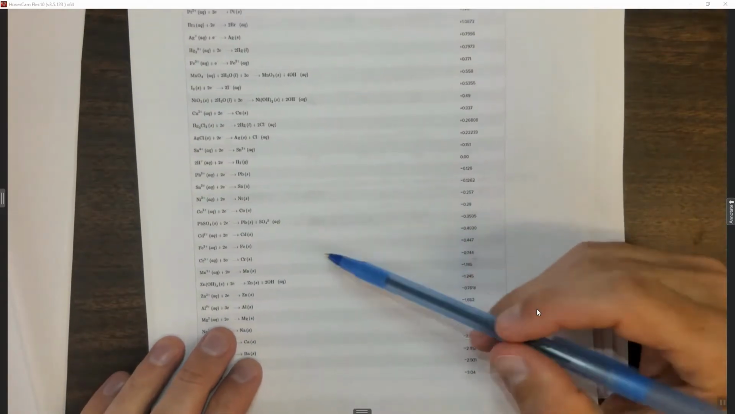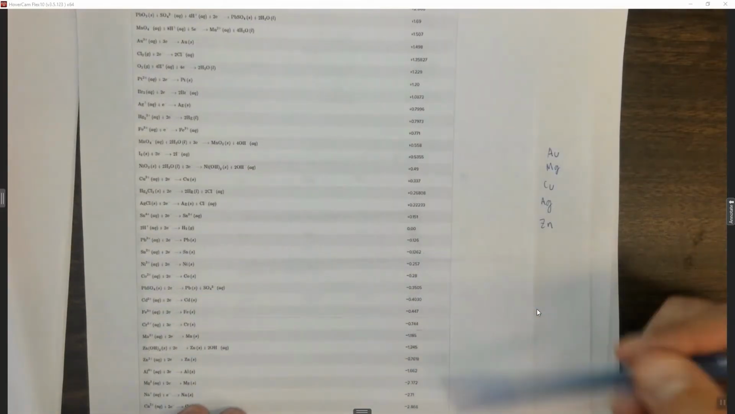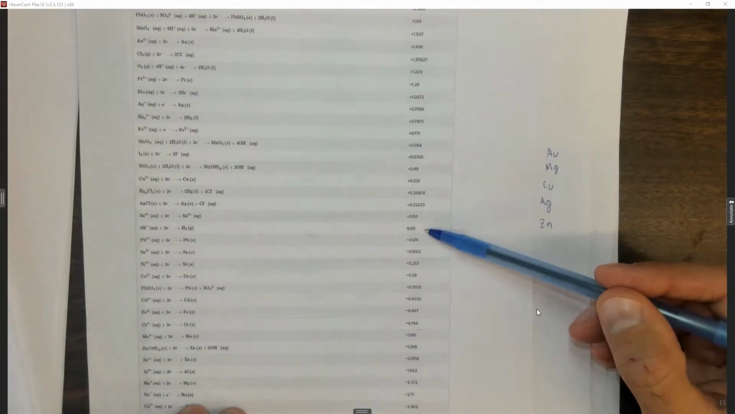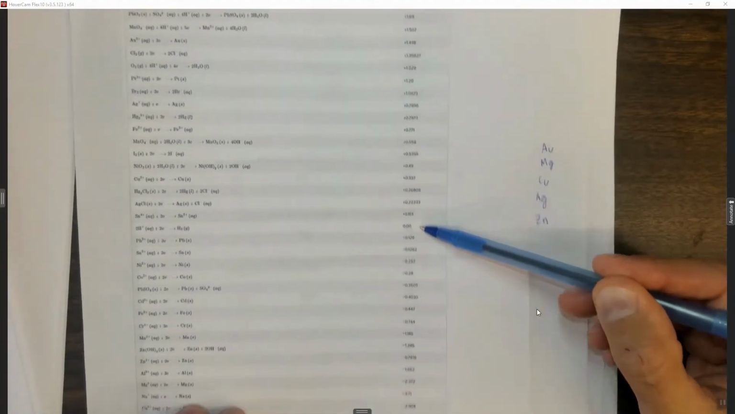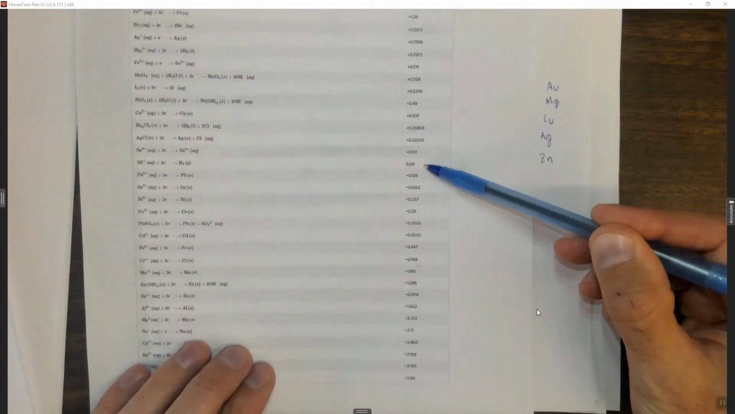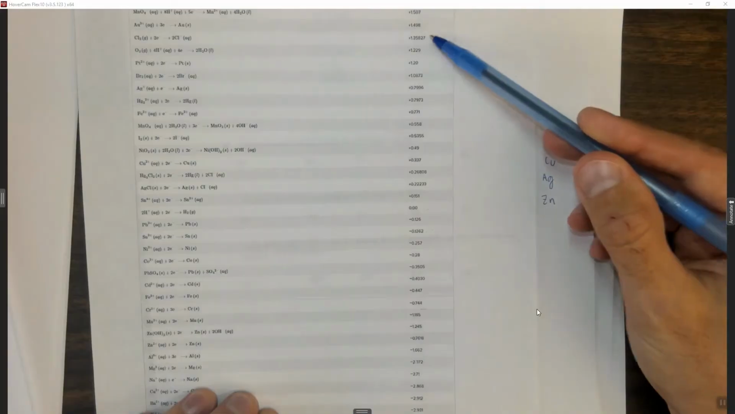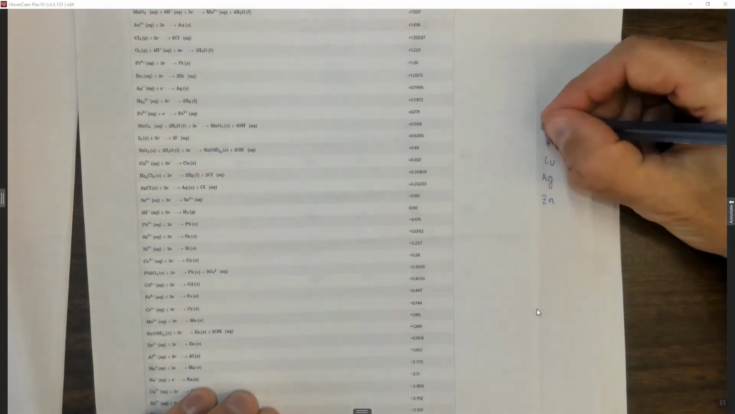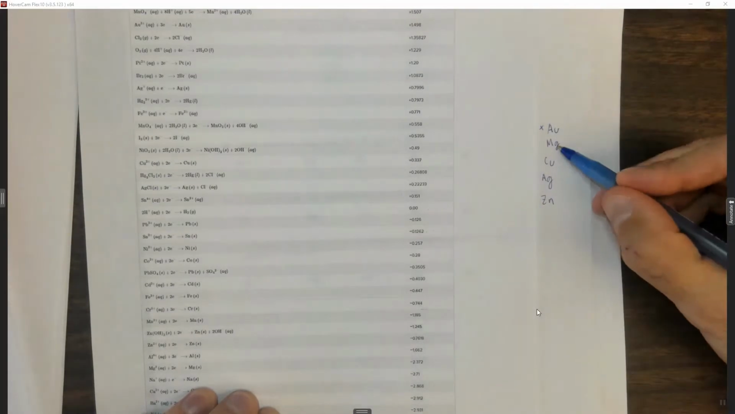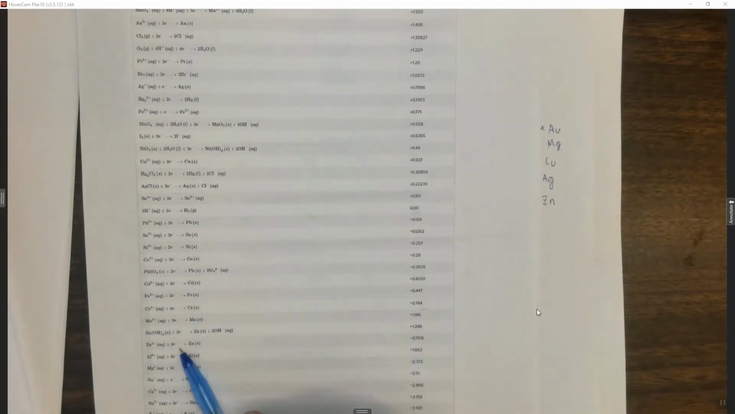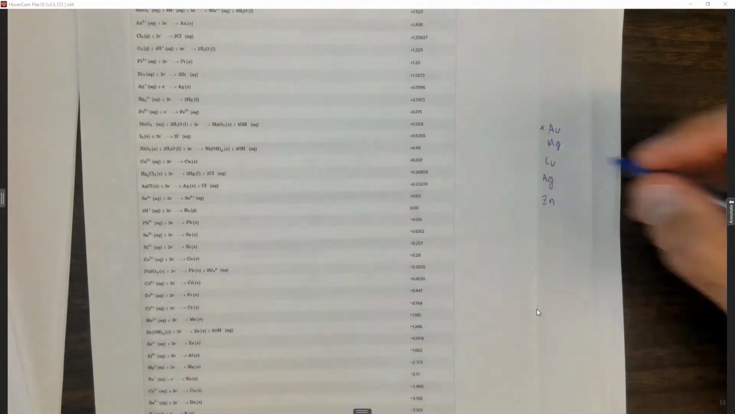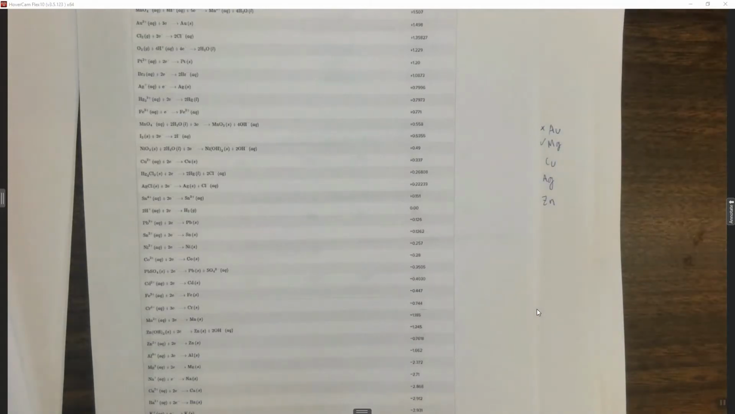So if we find H plus here, H plus has a standard reduction potential of 0. So now we need to look for anything that's lower on this table than the H plus, and I think gold is the first one that we have right there. Okay, so gold is higher and therefore will not react with HCl. Magnesium is way down here. Okay, so magnesium is lower and therefore will react with HCl.